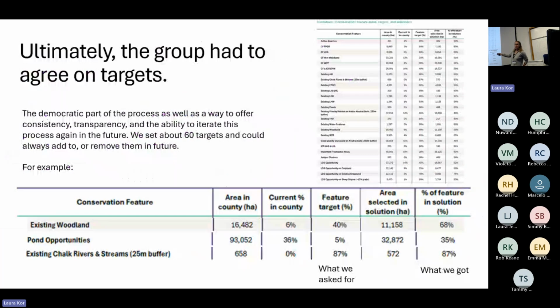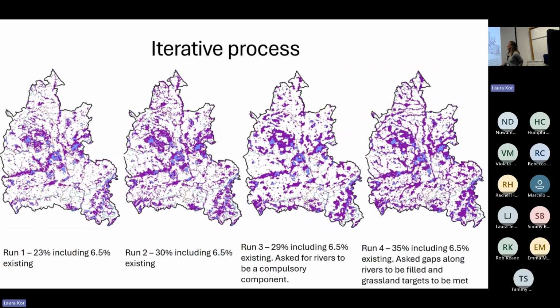This is some of the targets we set, but there was like 2 pages of this, and I can provide the methodology for anyone who wants it. So once we pressed go, we still had work to do. That isn't the end of it. We looked at what our first outcome was like, and we got a cover of 23% of the county. And those are the areas where we could create or enhance habitats to achieve the targets that we set. We felt that didn't represent the level of ambition that people wanted across the area, so we increased the percentage by setting higher targets, and we got more area covered.